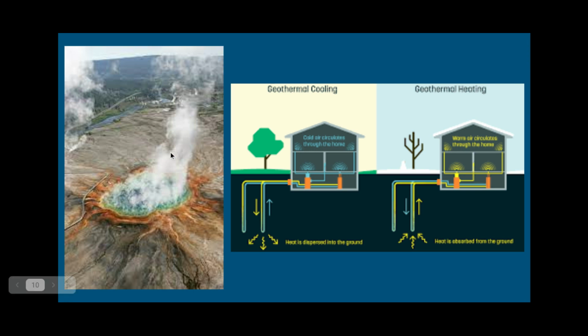So here's just a hot spring and then just geothermal heating or geothermal cooling as well. So it will end up taking in the heat and putting it where it's warm and taking cold and vice versa. So it will absorb heat when you need it cold and it will exert heat for when you need it warm.